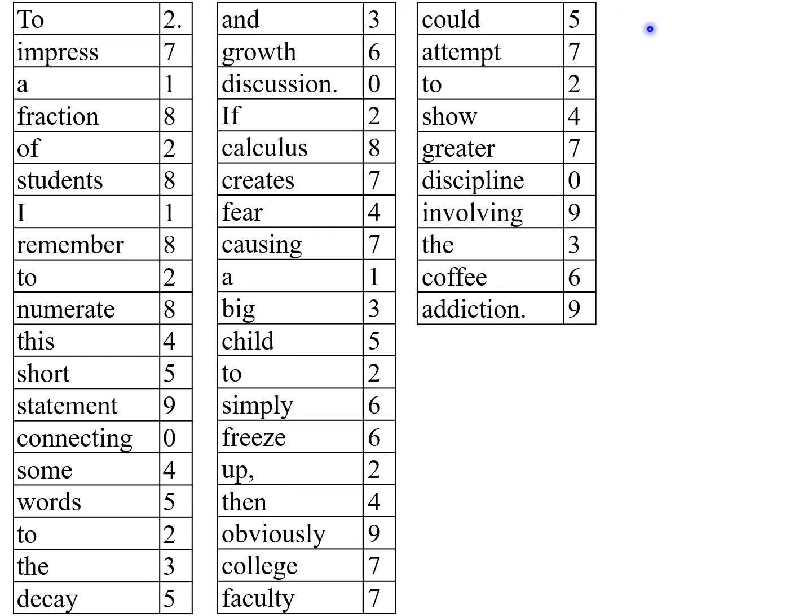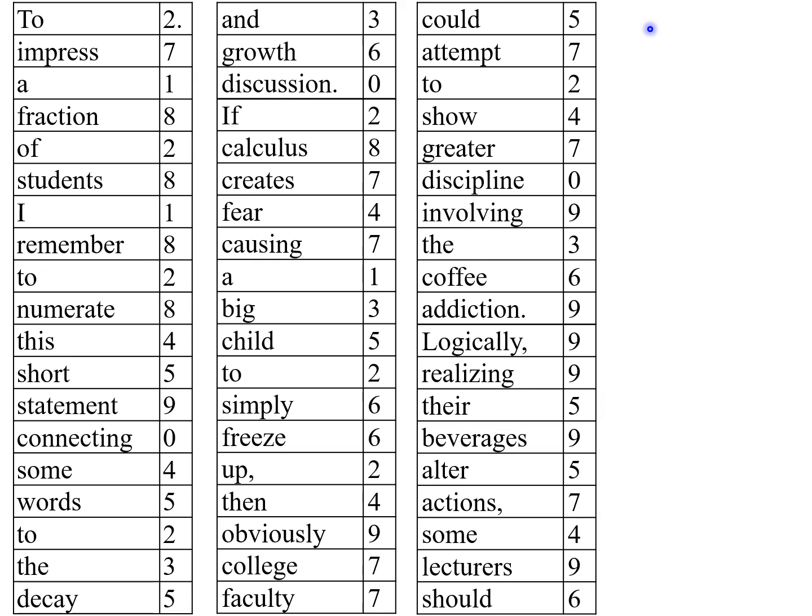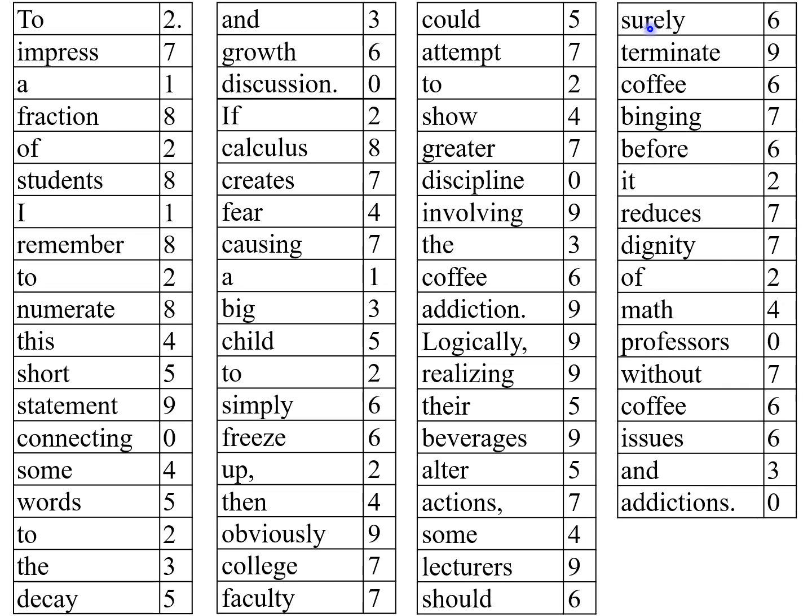Okay, but there's more. Logically realizing their beverages alter actions, some lecturers should surely terminate coffee binging before it reduces dignity of math professors without coffee issues and addictions. And I just couldn't resist. At the end of this one, I saw a 3 and a 5, which comes after this 0 here. So I had to put my name. So how many digits of E does this give us? 75.